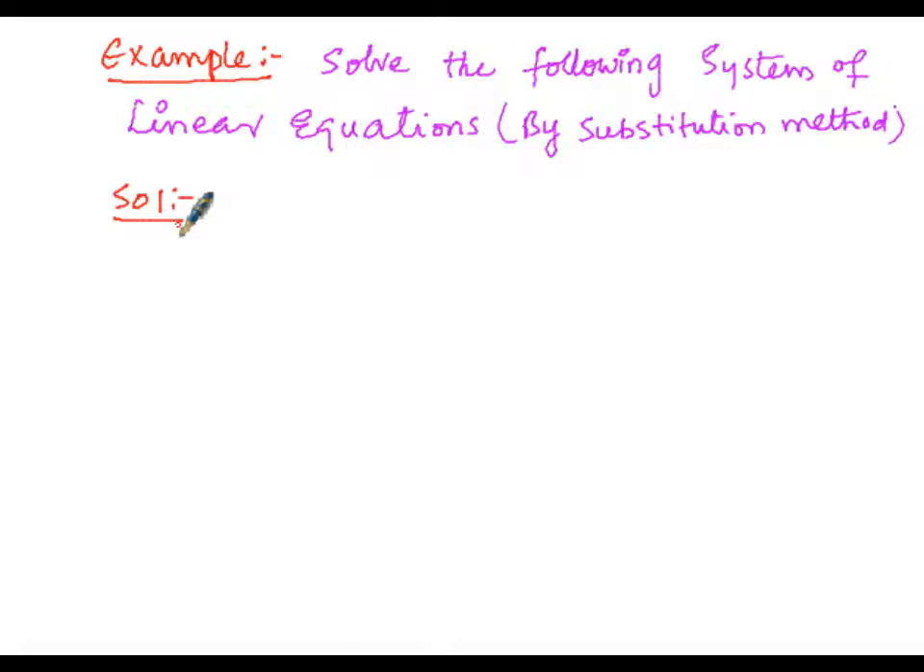See, in our solution, the given linear equations are: one is x plus y minus 5 equals 0, and the other is 2x minus y plus 2 equals 0. The first linear equation is x plus y minus 5 equals 0, the other linear equation is 2x minus y plus 2 equals 0. Solution starts now.